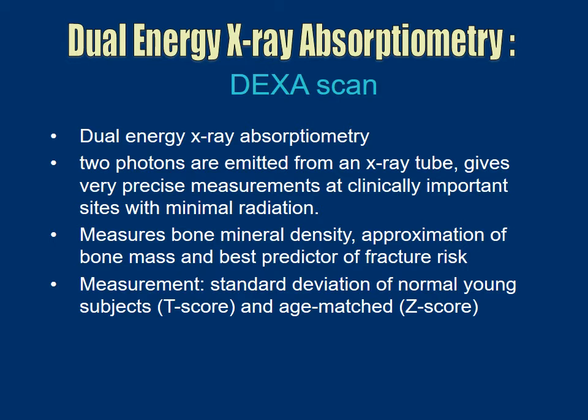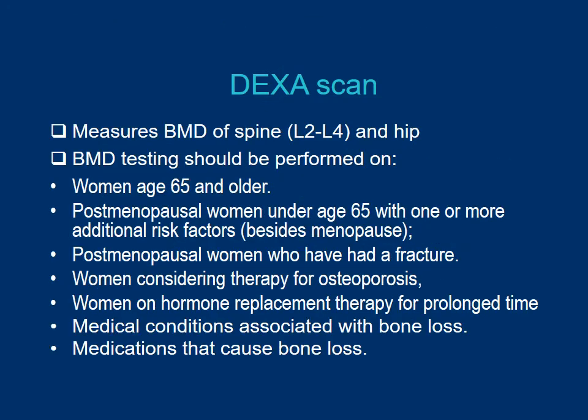Measurement using two scores, which is the T-score and the Z-score. The DEXA scan measures, as we said, the bone mineral density of the spine from lumbar 2 to lumbar 4, the hip, and the distal forearm.